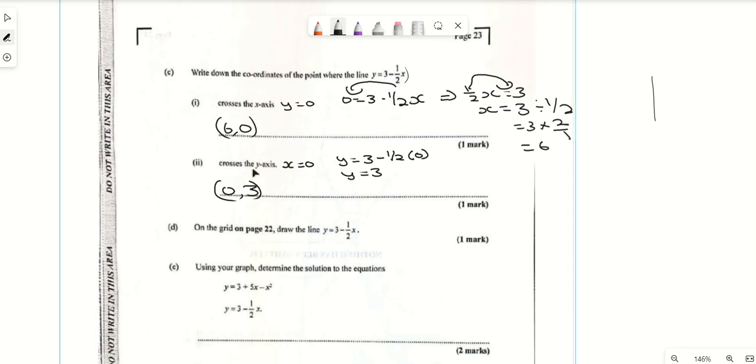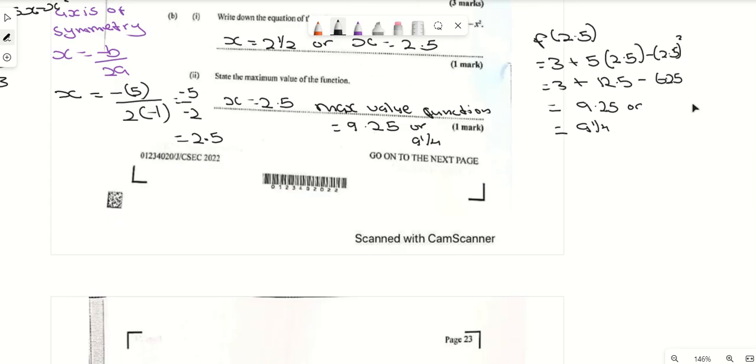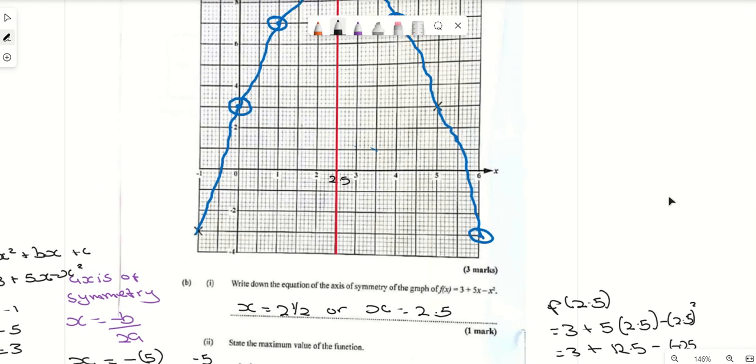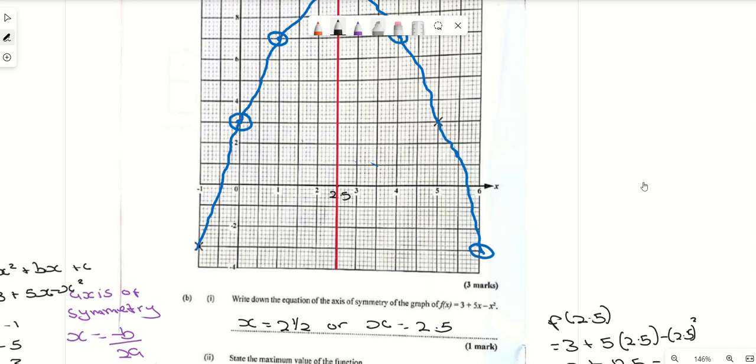This is easy because we already have two coordinates, so we're just going to plot it and then connect them. The first one is 6, 0. So x is 6, y is 0. So we're going to put it here. I'm going to put it in purple. So this is right here.